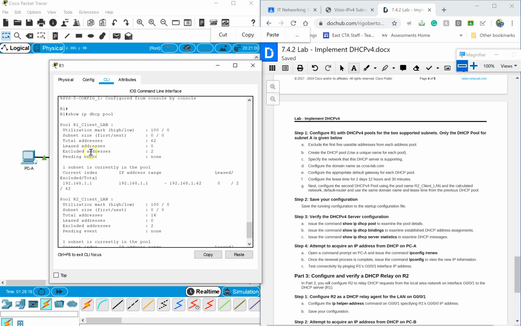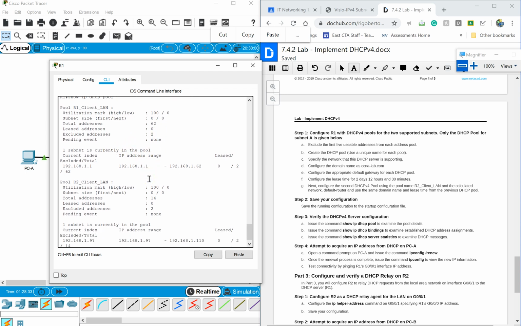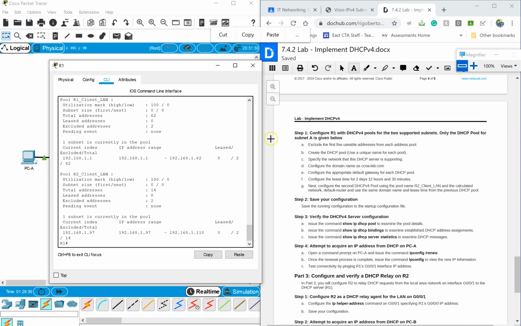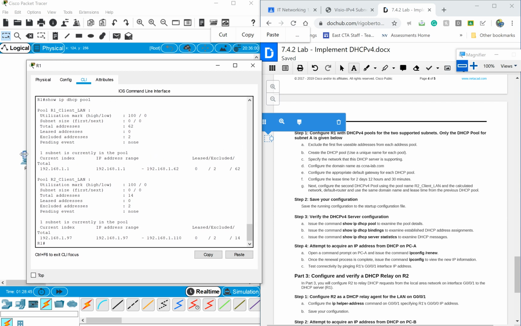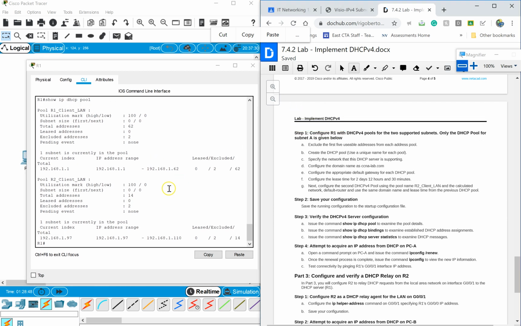You get some information there, right? R2 client, R1 client, right? Total addresses 62, leased are none, excluded are 2, etc., because 2 are being excluded right now, but there's actually 5. Pending event none, 1 subnet is currently in the pool, and so on. Let me expand this a little bit here. Nope, don't click on that. Yep, thanks DocHub. All right, how many leased, excluded, and then the last one is total. So I have 0 leased, 2 are excluded out of the 5, total 62.